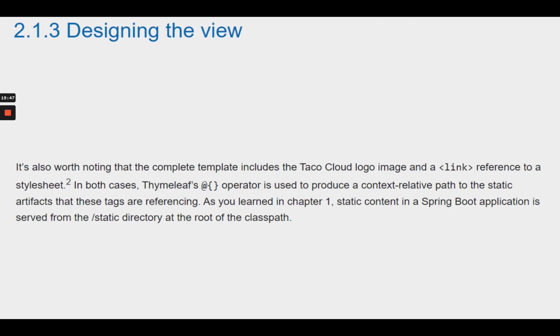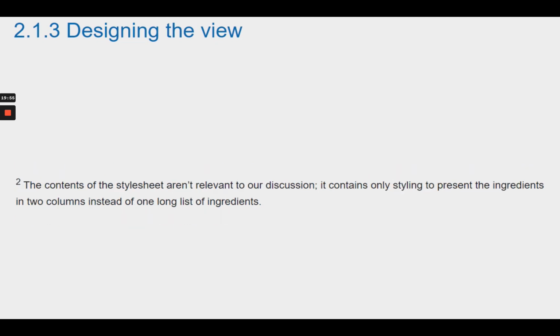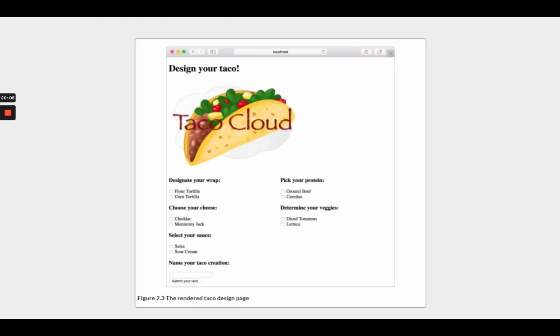As you learned in Chapter 1, static content in a Spring Boot application is served from the /static directory at the root of the classpath. Footnote 2. The contents of the style sheet aren't relevant to our discussion. It contains only styling to present the ingredients in two columns instead of one long list of ingredients.